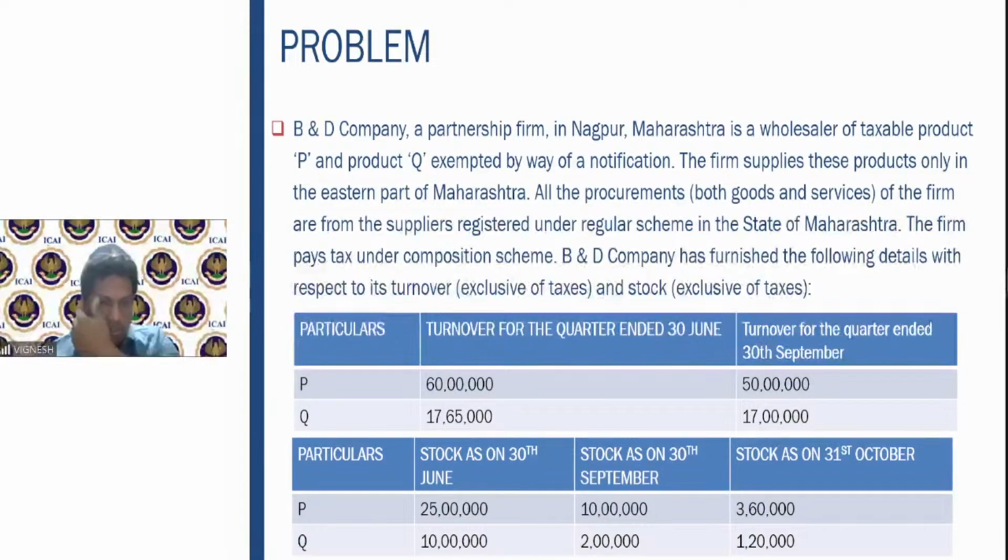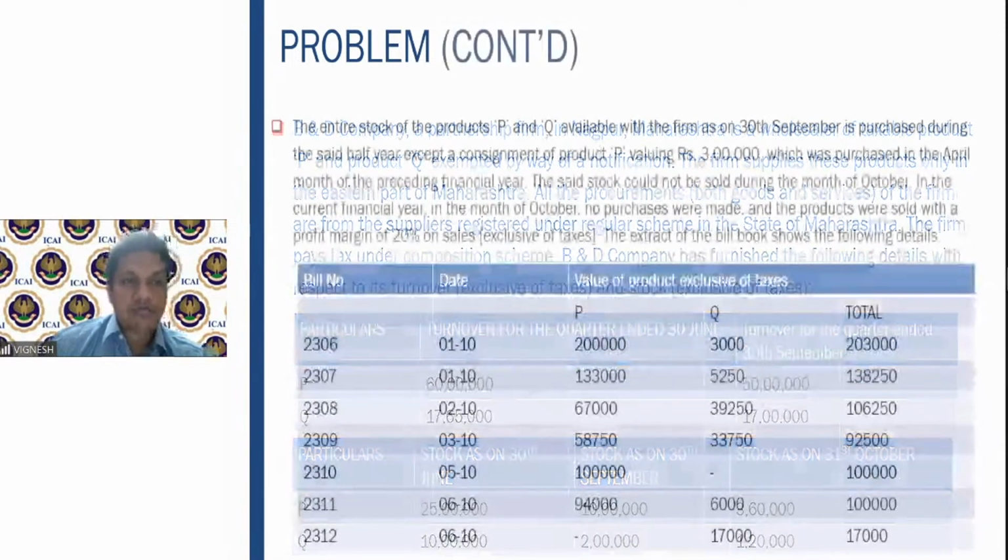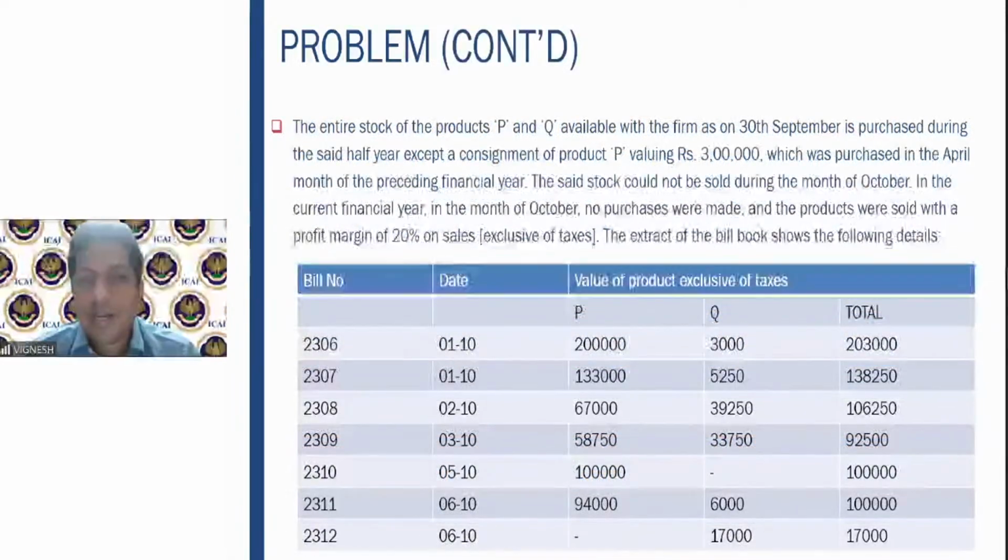Stock on 30th June also he has given. For P is 25 lakhs, 30th September 10 lakhs, 31st October 3 lakhs 60,000. Q 10 lakhs, 30th June, 30th September 2 lakhs, and 31st October is 1 lakh 20,000. Entire stock of the products P and Q available with the firm as on 30th September is purchased during the said half year, except a consignment of P 3 lakhs which was purchased in April month of the preceding financial year.